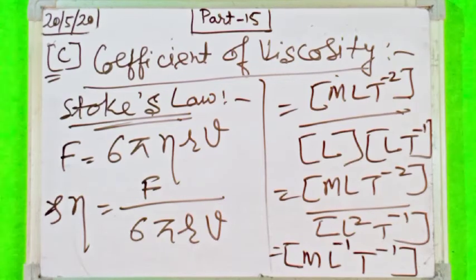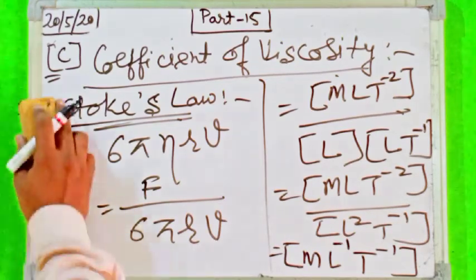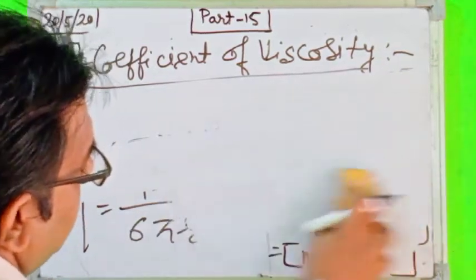Now the last approach, the third approach, is the Poiseuille equation.